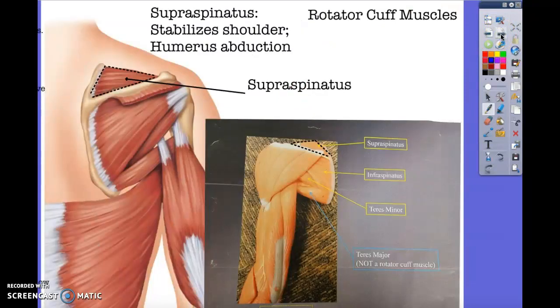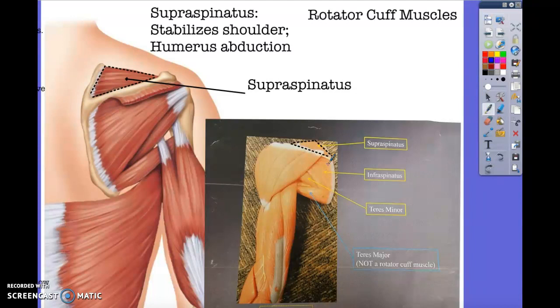Okay, the next 4 muscles are part of a rotator cuff group. So we'll start with supraspinatus. The word kind of tells me right where it is. The prefix supra tells me that it's above. And above what? It's above the spine of the scapula. So I have them outlined in black here. Here's on a PowerPoint, and here is on our arm model. What does it do? It stabilizes the shoulder, and it is involved in humerus abduction.